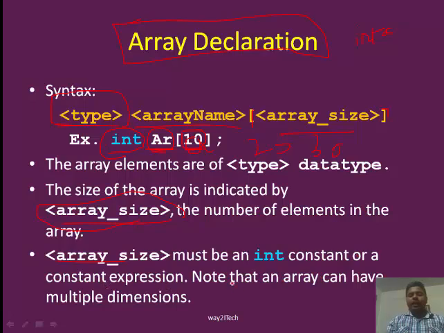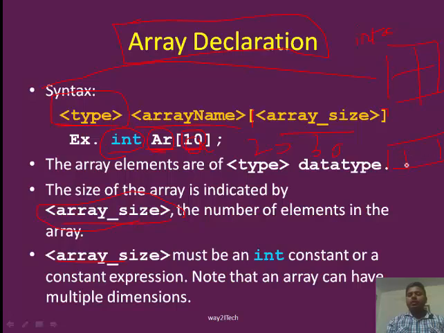Note that an array can have multiple dimensions also. In this case, this is an example of a single dimension array. This is known as a single dimension array. You can also have a multiple dimension array, like in the form of a matrix. The array will be in the form of a matrix, but here we are discussing the single D array.